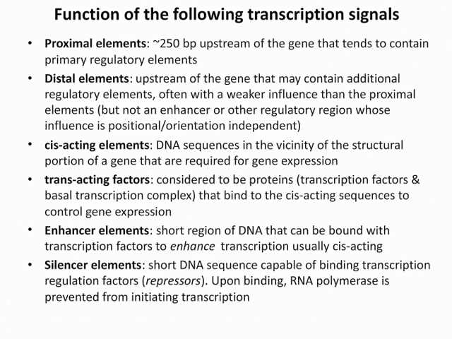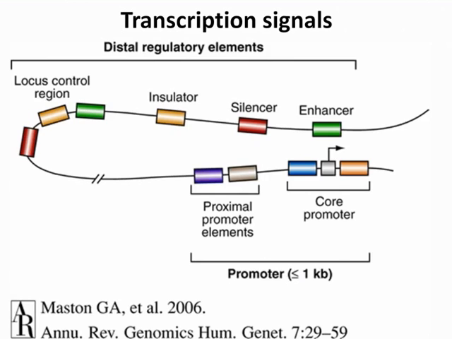Then you have your distal elements, and they're very similar to proximal elements, except they're farther upstream, so they have a weaker influence than the proximal elements. Then you have cis-acting elements, which are responsible for gene expression. You have your trans-acting factors, which can bind to those cis-acting elements to control your gene expression. Then you have enhancer elements, which are going to enhance transcription, and silencer elements, also called repressors, which are going to inhibit transcription. So here are the transcriptional signals, which gives you a visual of where they're located on the strand.